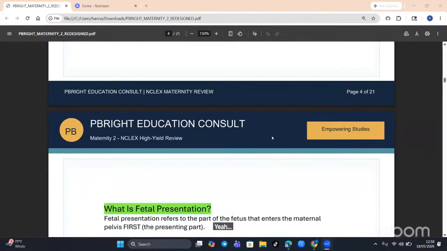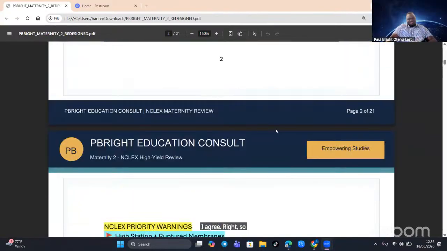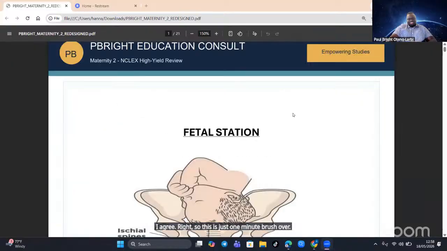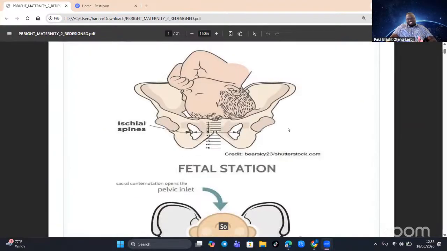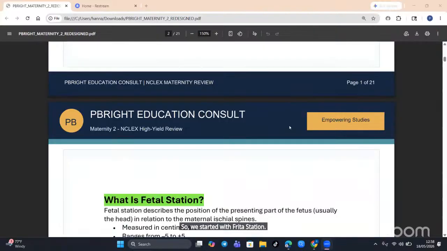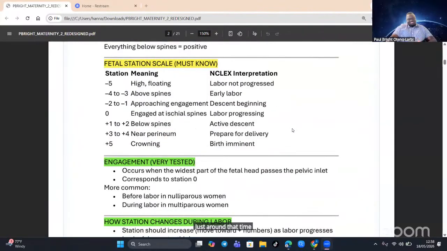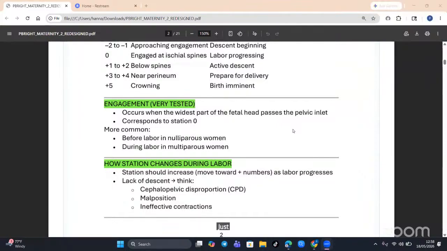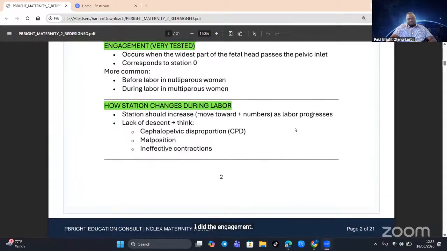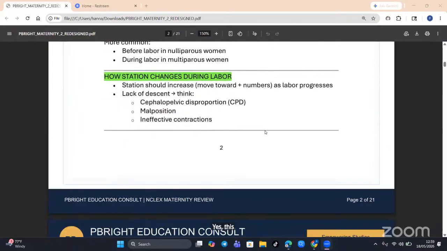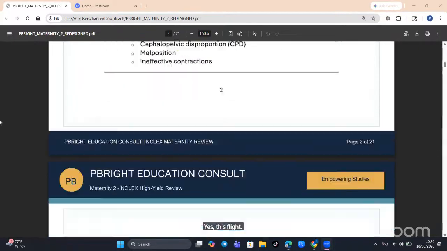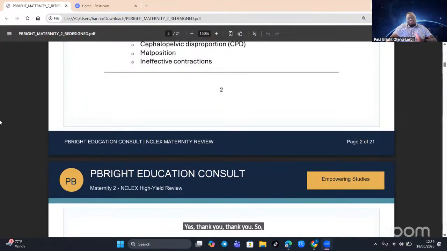Right. So this is just a 1 minute brush over. We started with station. We went through that. This is the slide where we started from. This slide, with engagement. Yes, we did engagement. So it's not difficult.